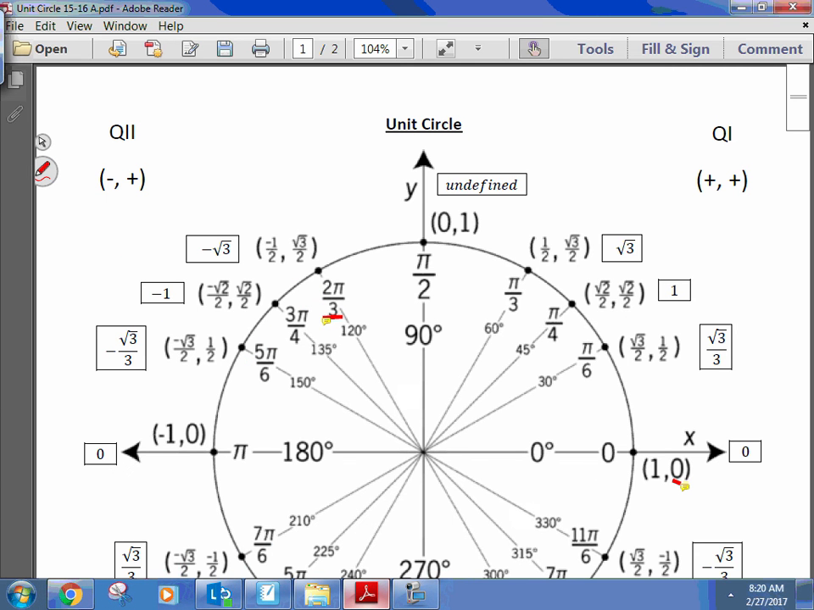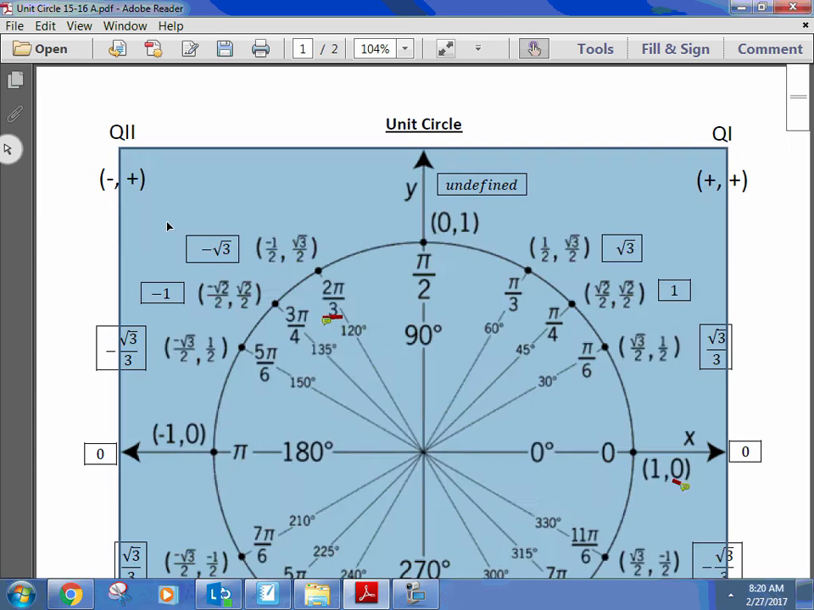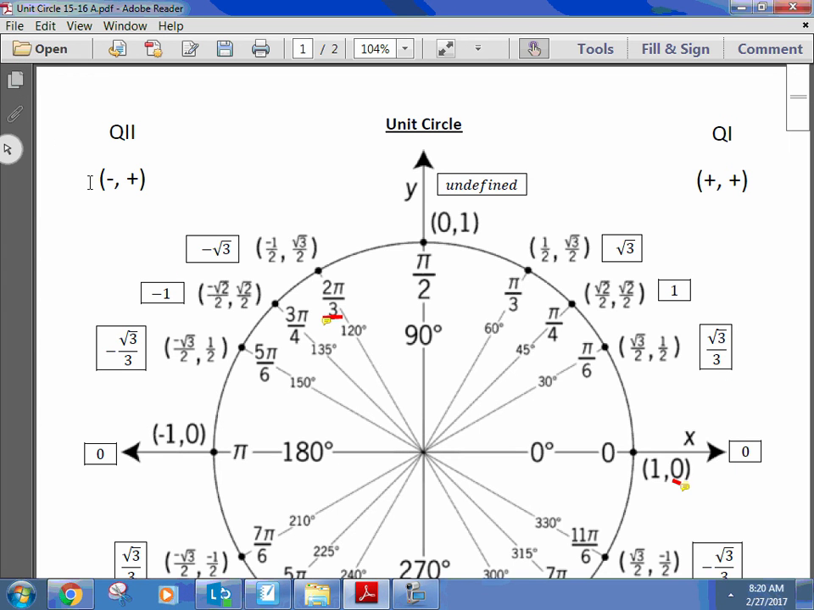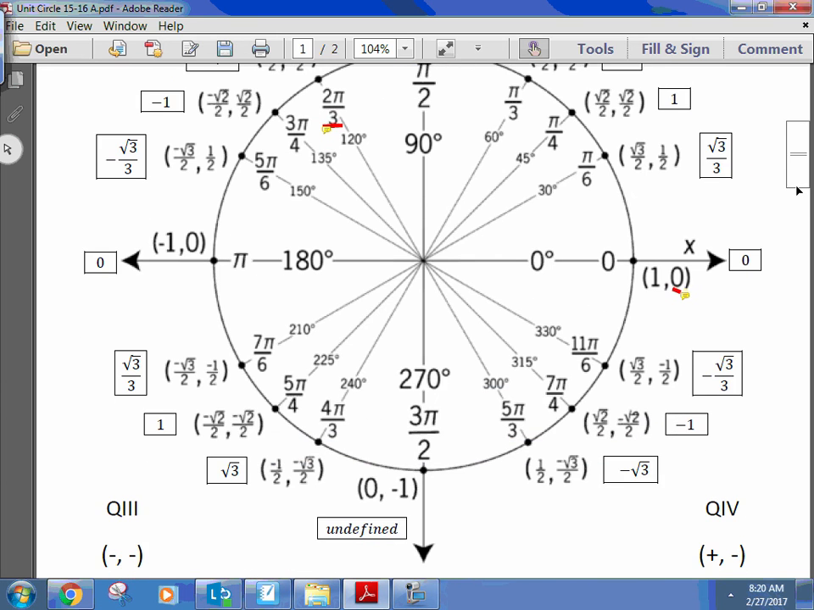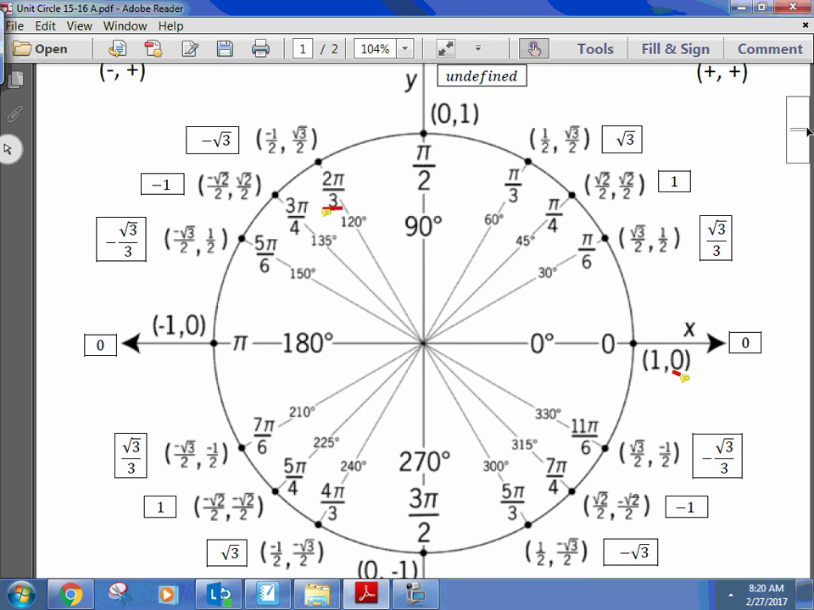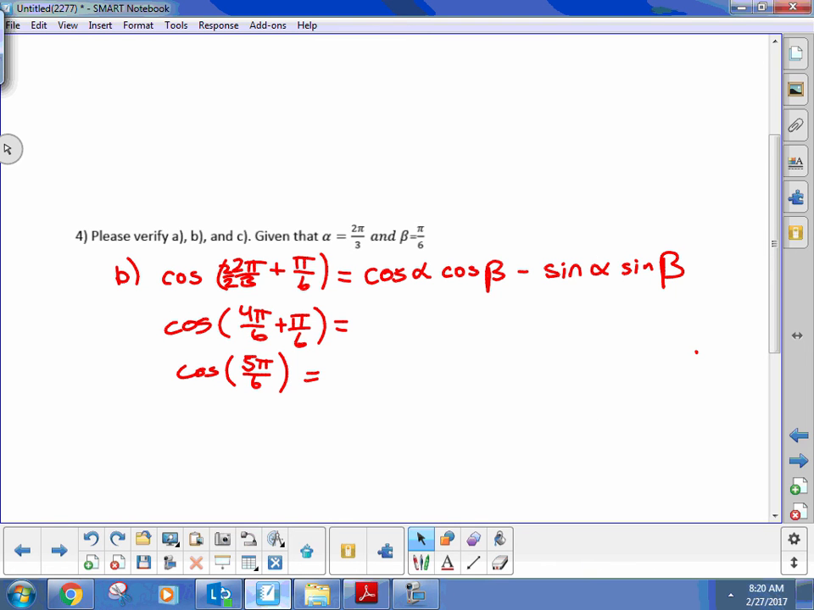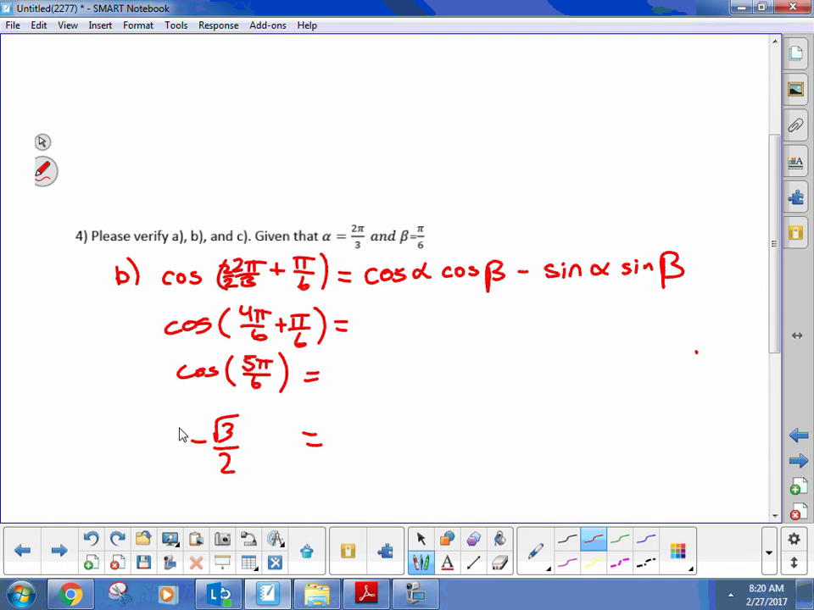5 pi over 6, I believe it's over here in quadrant 3, so let me move this a little bit. See if I'm going to scroll. Here we go. 5 pi over 6. Oh, there it is. Okay. So 5 pi over 6 is right over here. And the cosine line is going to be negative square root of 3 over 2. So one of the things we're going to prove is, on the right, this is going to be the solution. It's negative square root of 3 over 2.